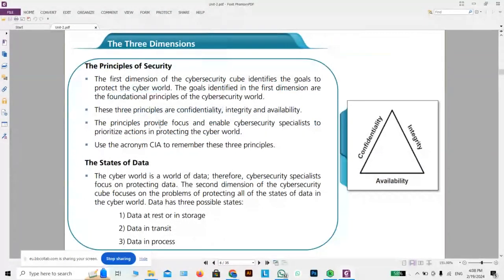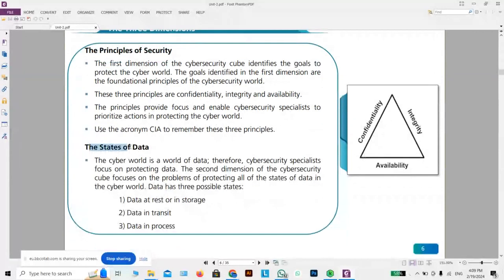I want you to know about, first of all, the first dimension. I will tell you the details of these CIA triad terms right after introducing you to the 3 dimensions first. So the second dimension is the state of data. Data is very, very important for any organization.